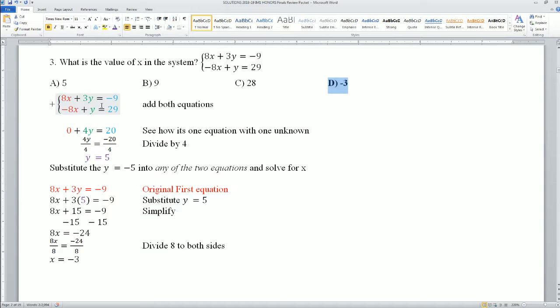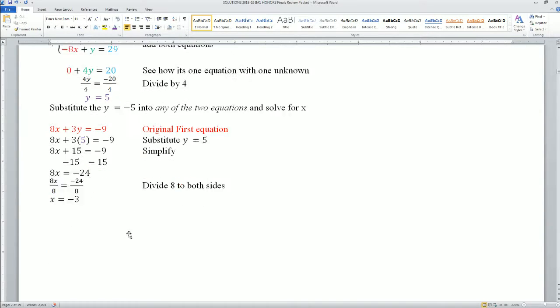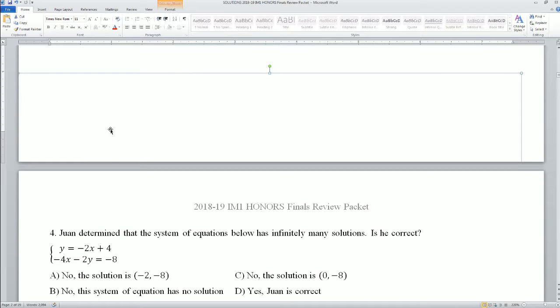Again, combine the 2 equations by using elimination. Solve for one of the variables. Plug that known value, the one that you solved for, back into any of the 2 equations, then solve for the other variable. In this case, we solved for x. Alright, let's look at the next one.